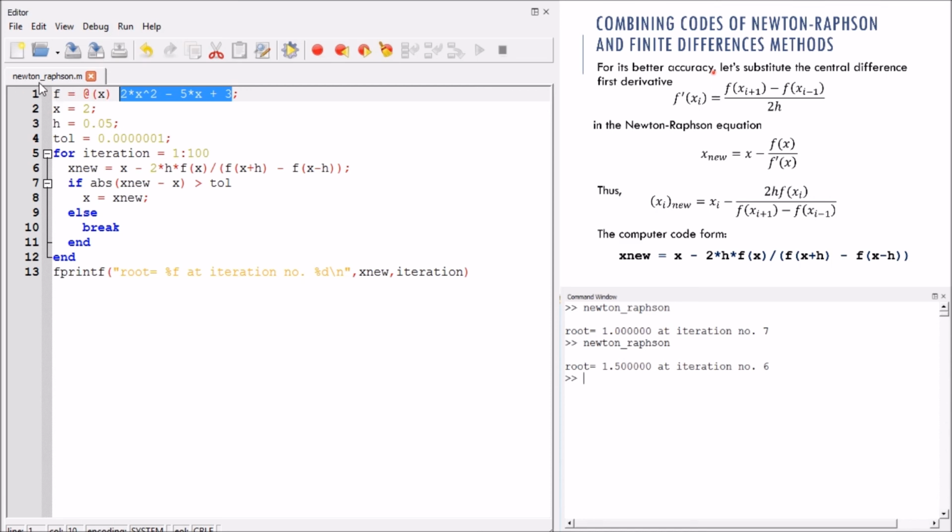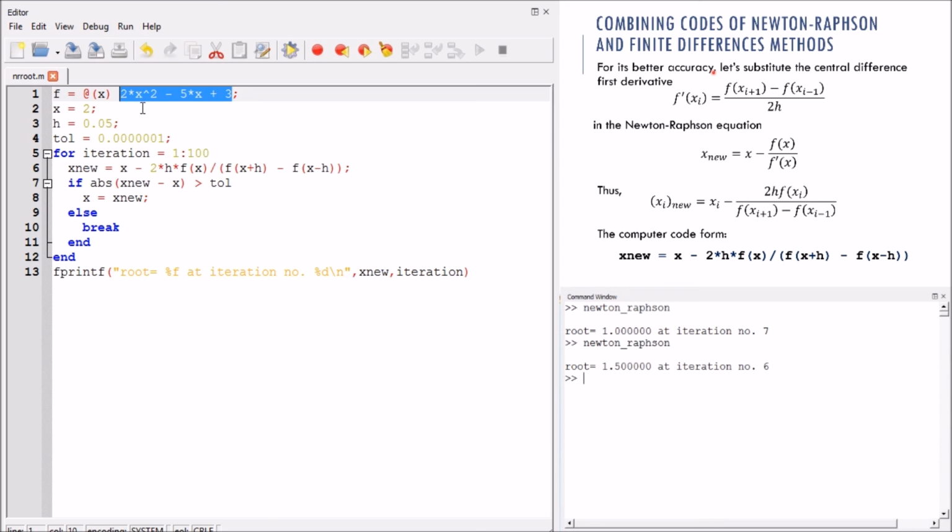So here, first, let's save the file. Here it's called Newton-Raphson. So here, I will save it under another name. I'll call it NR root, Newton-Raphson root. So here we call the function NR root.